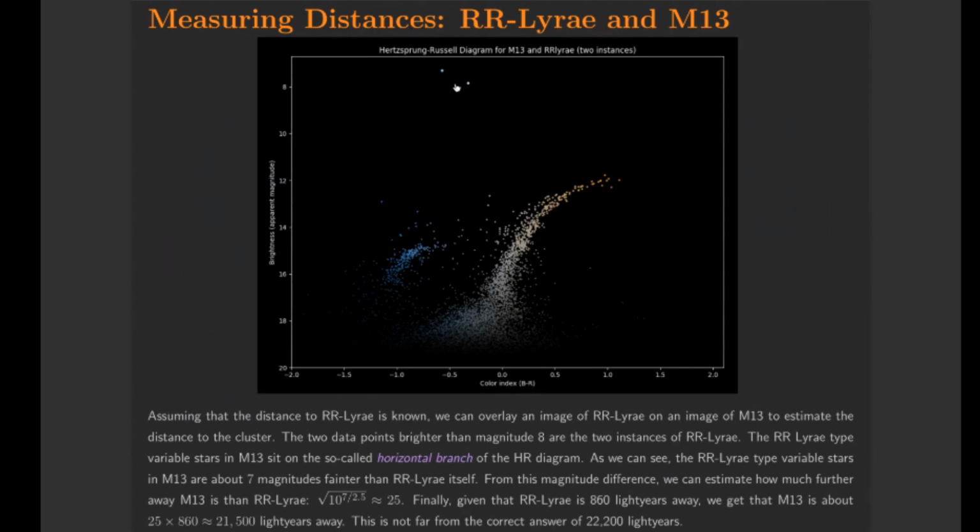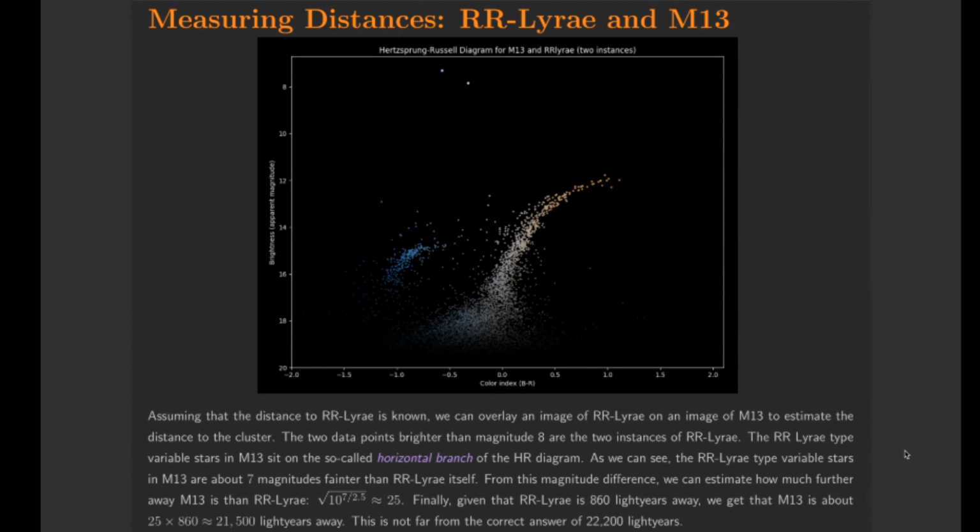And so actually this is more like 14.5. So I estimated that the difference in brightness between the actual RR Lyrae star itself and the RR Lyrae type stars in M13 is about 7 magnitudes, which I'm explaining down here at the bottom of this slide. So RR Lyrae is 7 magnitudes brighter than the RR Lyrae stars in M13.